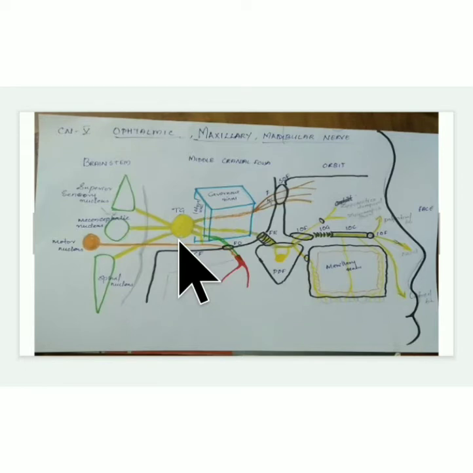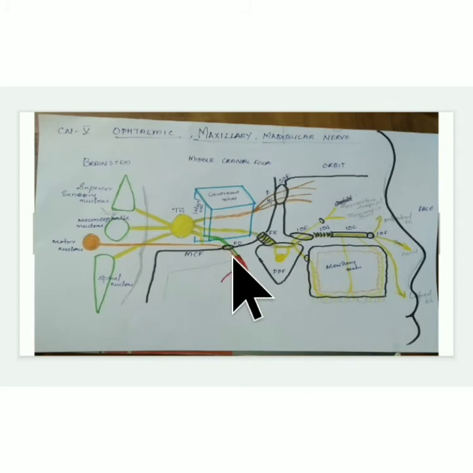The mandibular nerve consists of two roots, the sensory root and the motor root. The sensory root leaves the middle cranial fossa through the foramen ovale, and the motor root, which runs just below, passes below the trigeminal ganglion and the sensory root, and it also passes out of the middle cranial fossa, or the cranial cavity, through the foramen ovale.